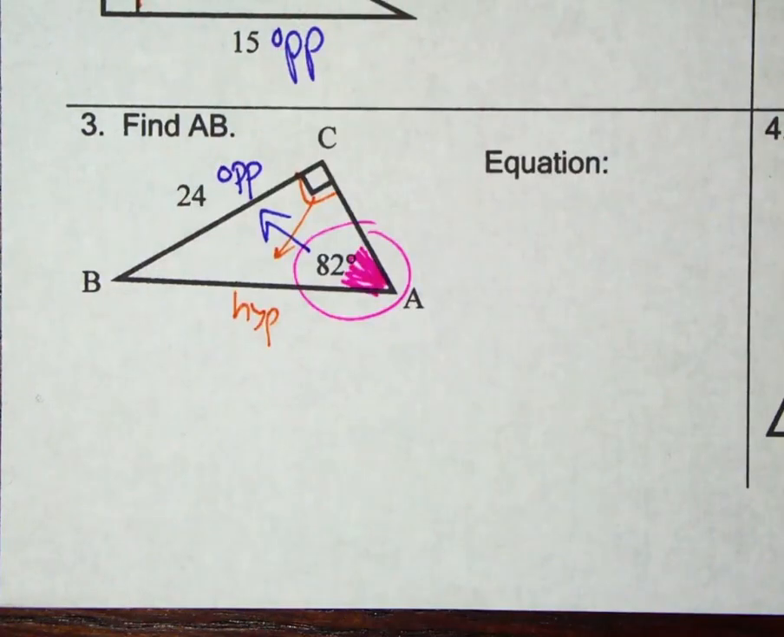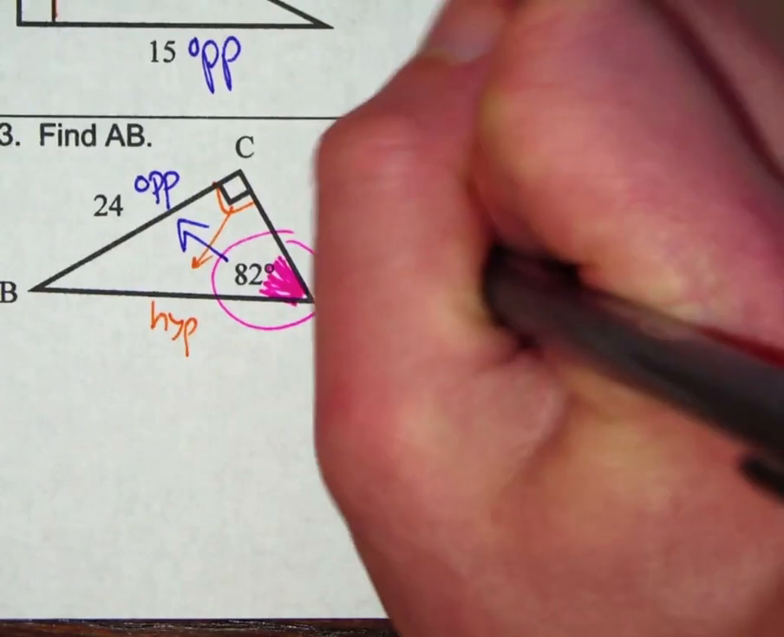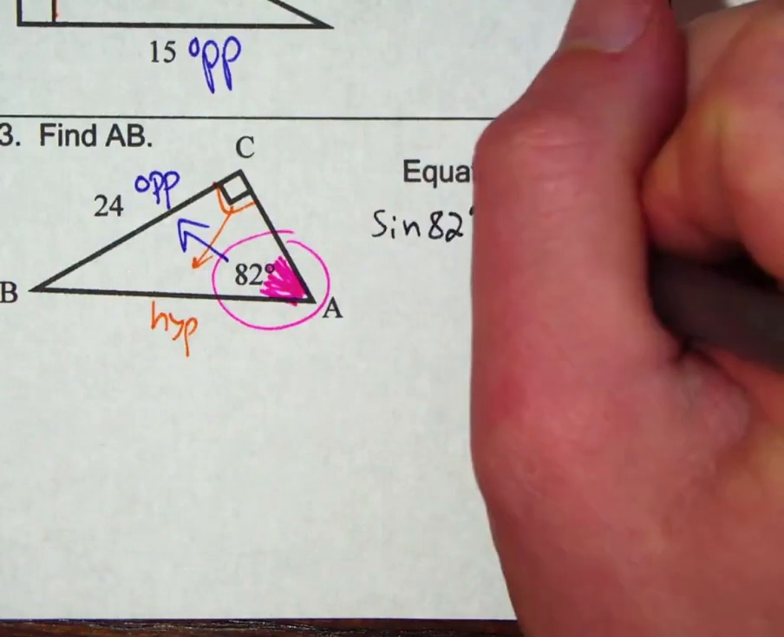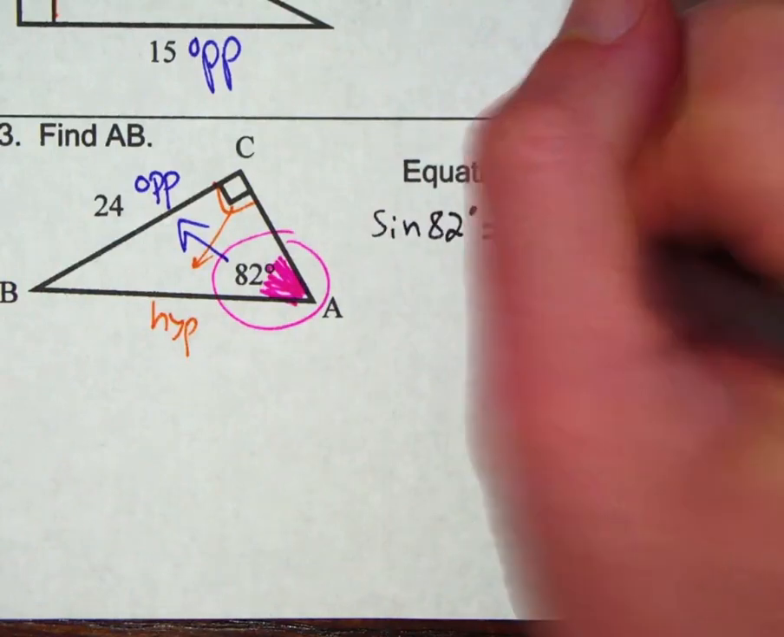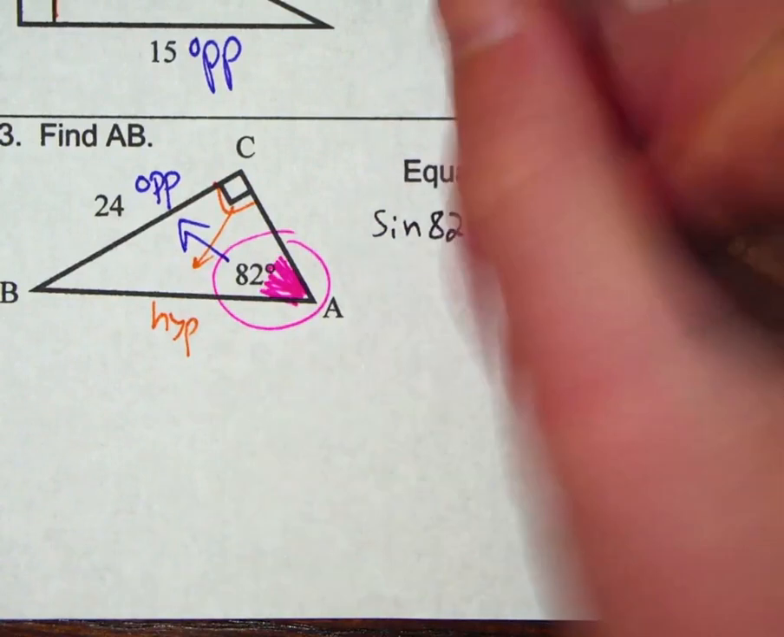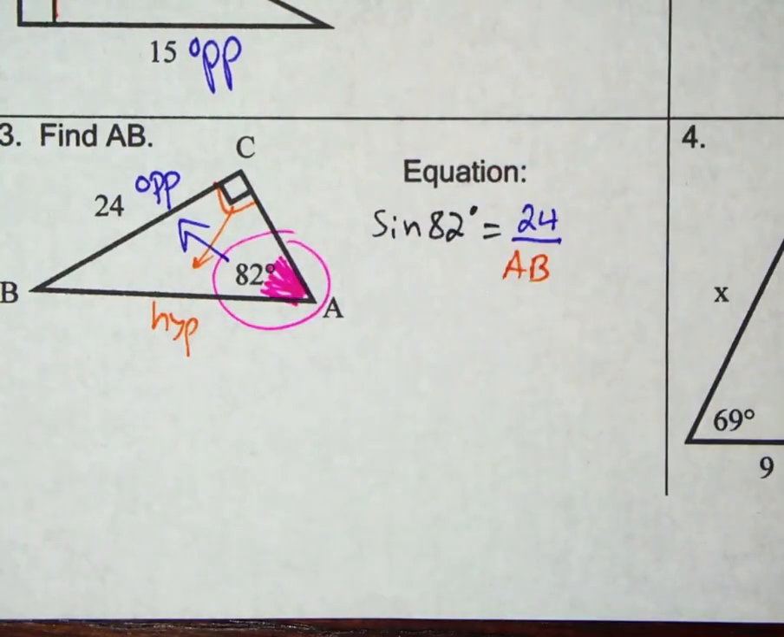So if I were going to write an equation, I want something with the opposite and the hypotenuse, and that happens to be, according to SOHCAHTOA, opposite and hypotenuse is sine. So I'm going to go ahead and say that the sine of 82 degrees is equal to the opposite, which is 24, over the hypotenuse, which is just AB or BA. You can call it X as well if you really want.